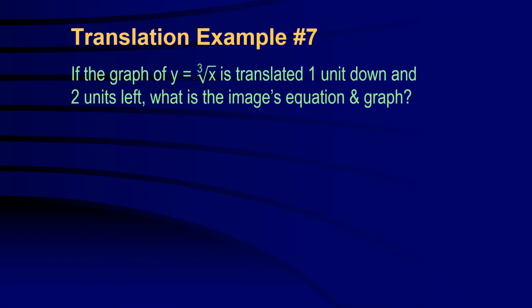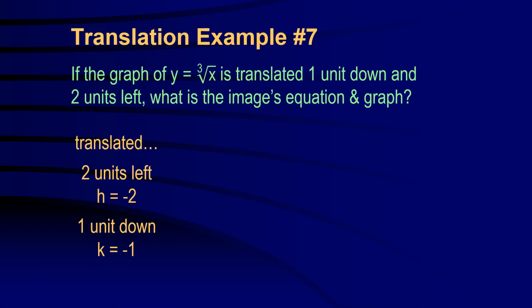For our last example, I am told that the graph of y equals cube root of x is translated 1 unit down and 2 units to the left, and I'm being asked to find the image's equation and graph. To begin, I need to read my givens very carefully. 1 unit down is not my h. Up and down is actually the k value. It's left and right that tells me my value of h, and 2 units to the left means that h equals negative 2, and 1 unit down actually means k equals negative 1.